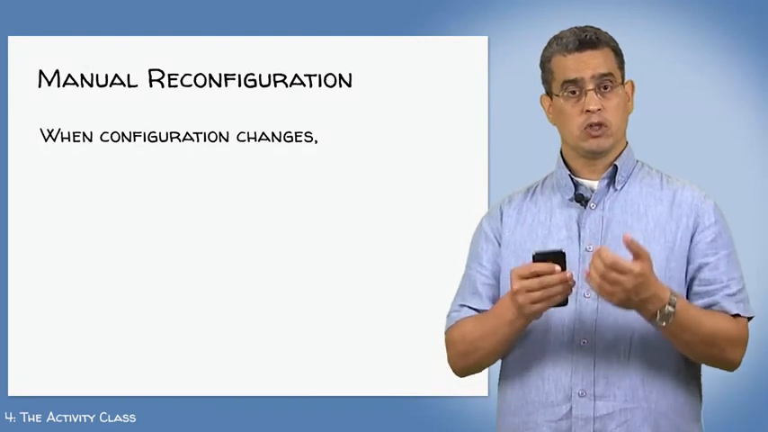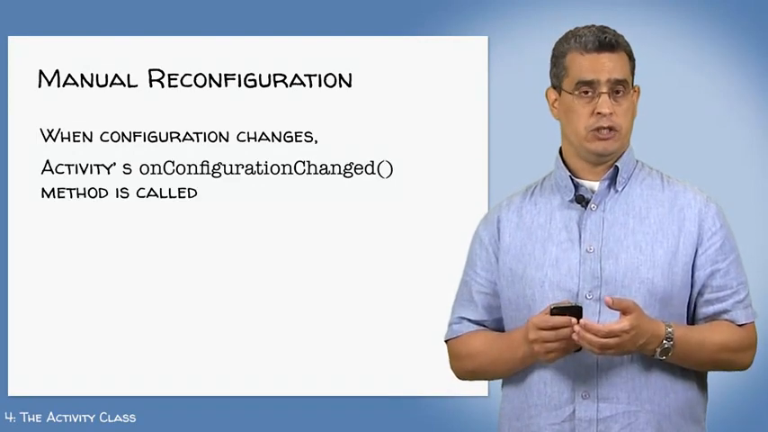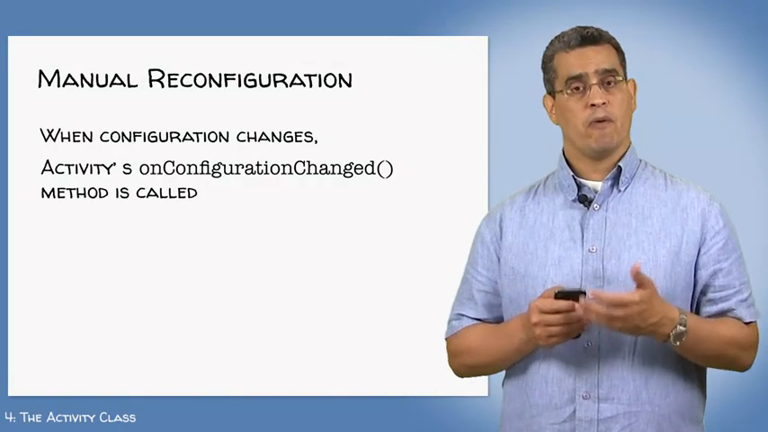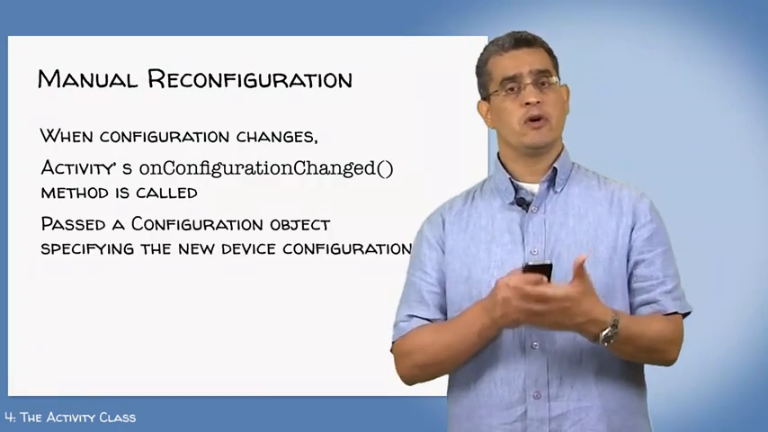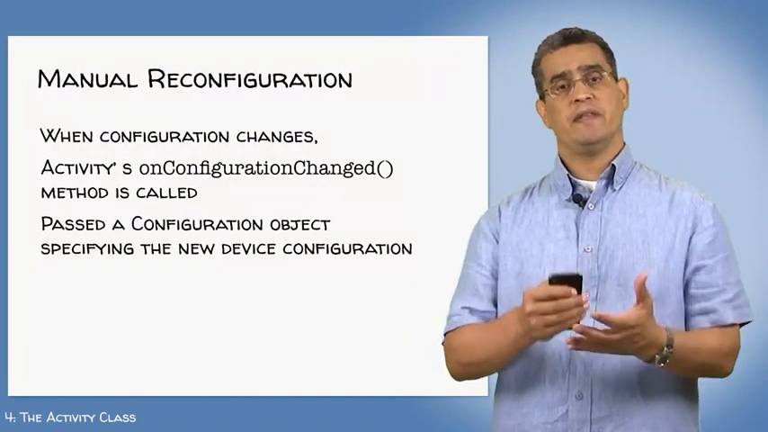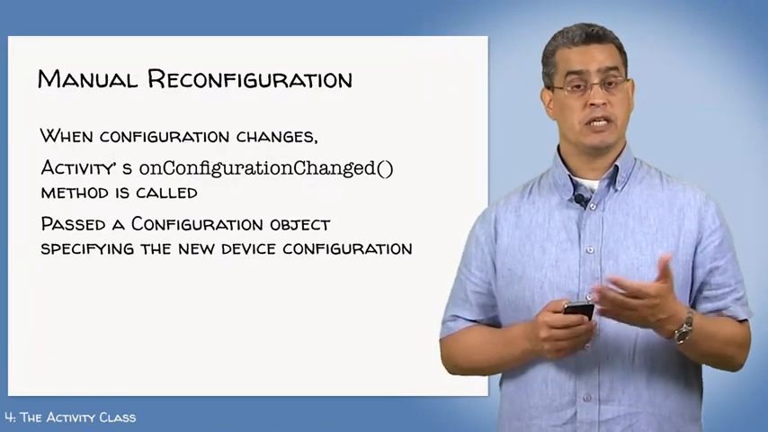So if you do handle some configuration changes manually, then when those configuration changes occur at runtime, your activity will receive a call to onConfigurationChanged, and as a parameter, this method will receive a configuration object which details the new configuration. So your code can then read this object and make whatever changes it needs to.